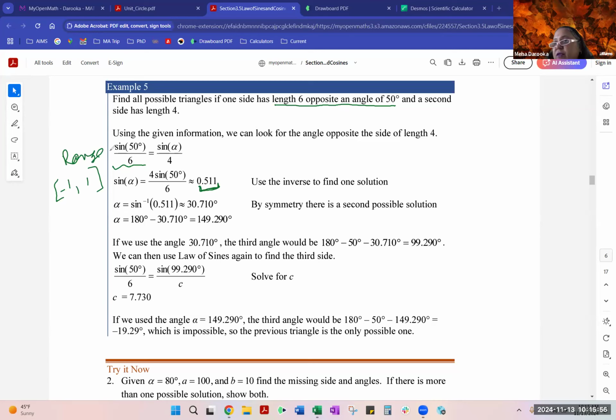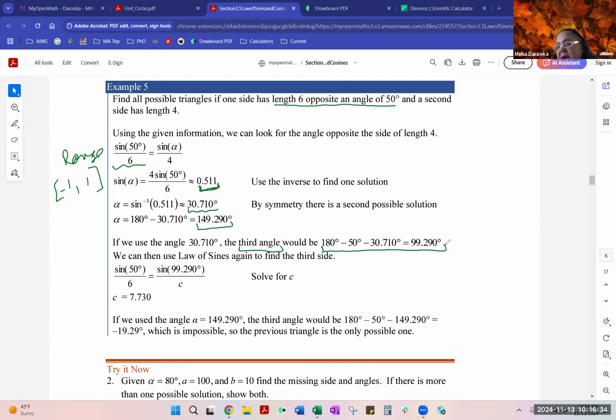So we can do the sine inverse to find the angle alpha. And you will see this is coming out to be approximately 30.71 degrees. And then of course, for the second solution, we can come up with 149.29 degrees. So obviously, based on both of these, we should be able to continue for now. So with the angle alpha being 30.71 degrees, when we go ahead and find the third missing angle, you will see that third missing angle is coming out to be a positive 99.29 degrees.